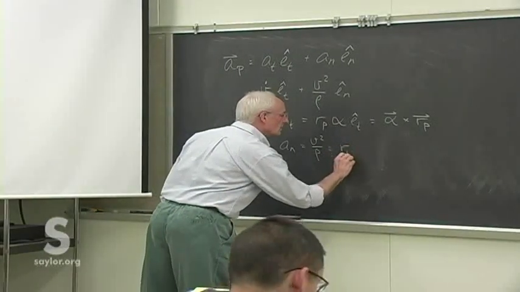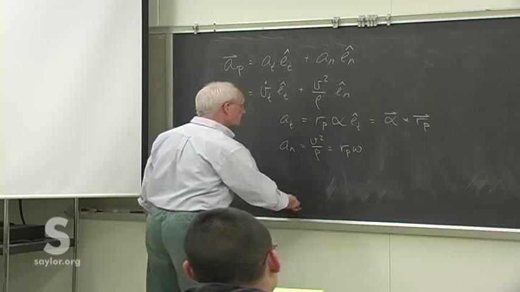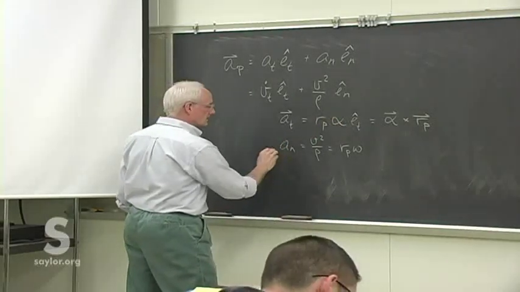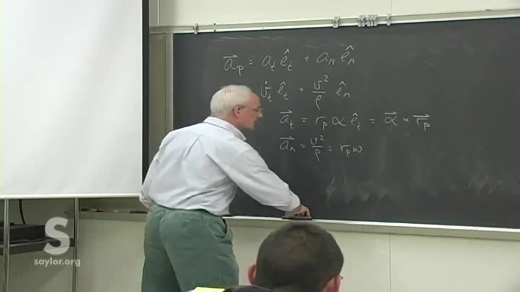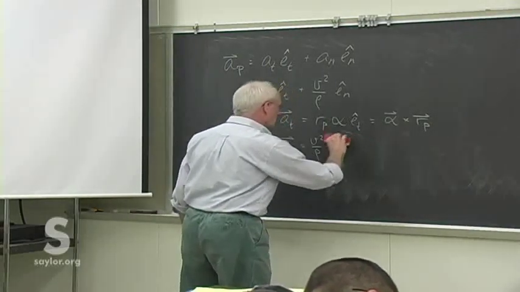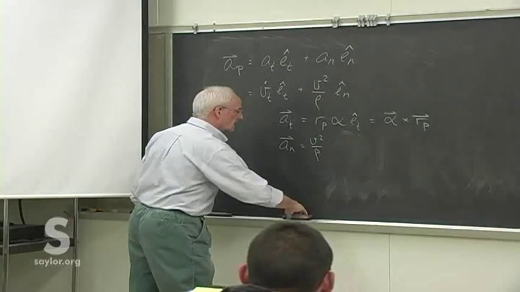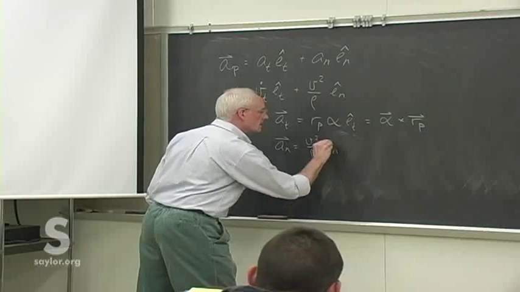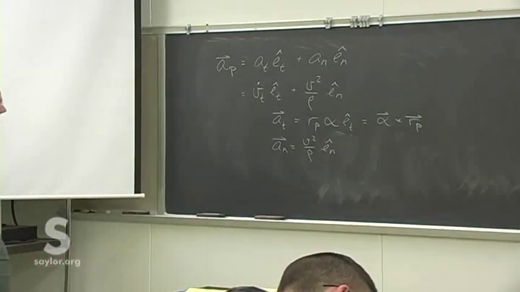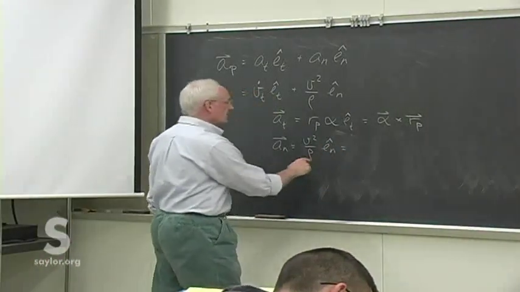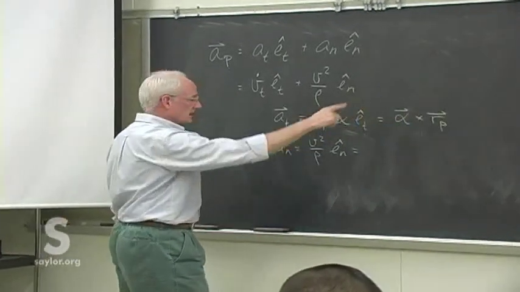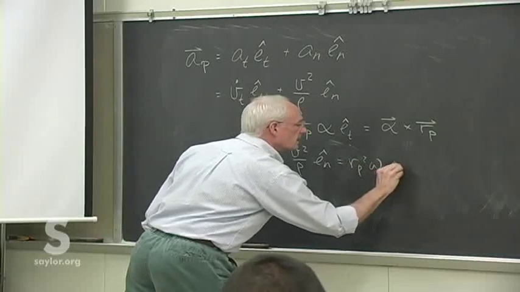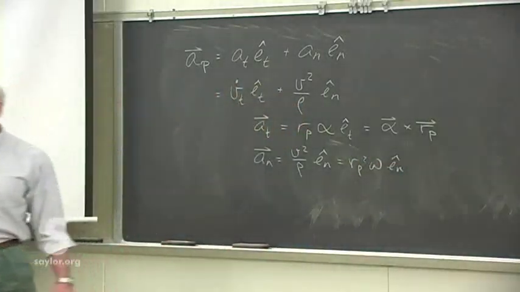But this is also, oops. Sorry, I need a vector sign over that one. And let's be complete, I'll put a vector sign over this one as well. So this is in the normal direction. Another way to find that out is if we make this swap r omega equals v, we can put that in here, we get r squared omega in the normal direction.